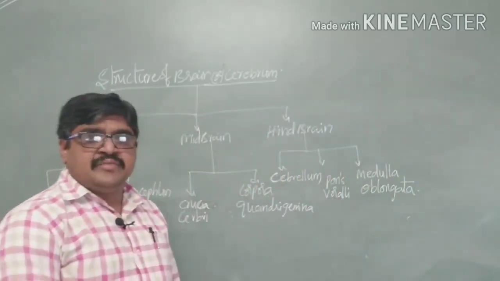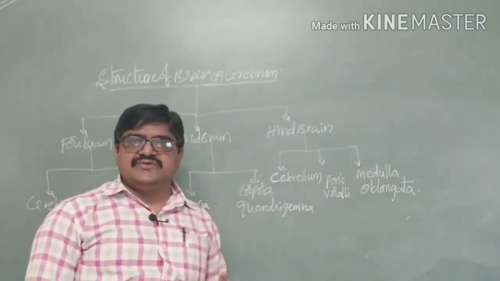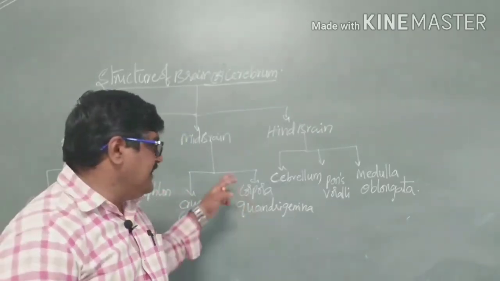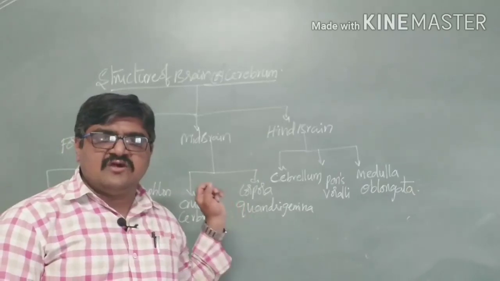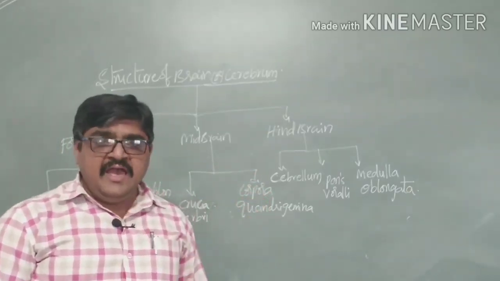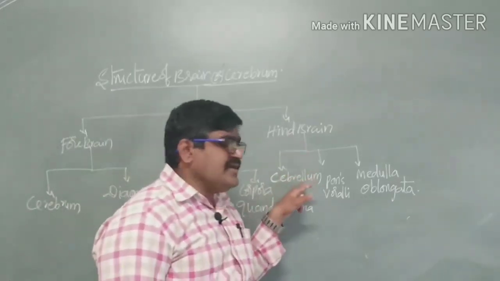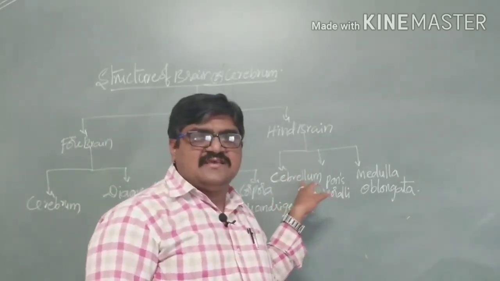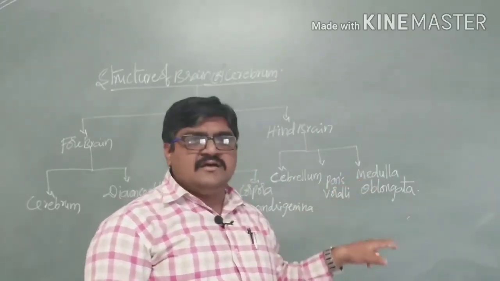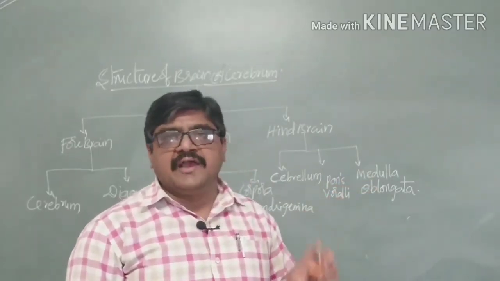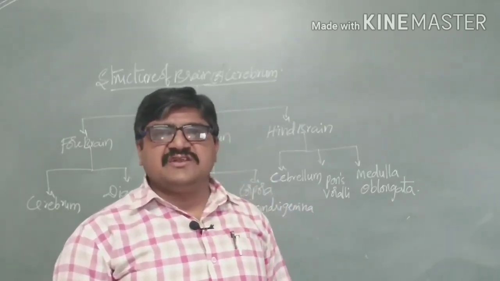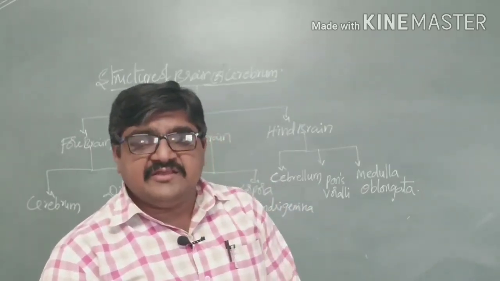So the forebrain is differentiated into two regions: the cerebrum and diencephalon. The midbrain is differentiated into two regions: the crura cerebri and the corpora quadrigemina. And the hindbrain is differentiated into three regions: the cerebellum, the pons varolii, and the medulla oblongata. So briefly, these are the regions into which the structure of the brain is differentiated.